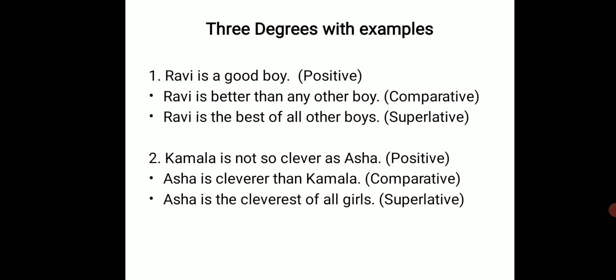Look at this. Kamala is not so clever as Asha. Though there are 2 nouns, 2 persons, see, this positive degree is achieved.